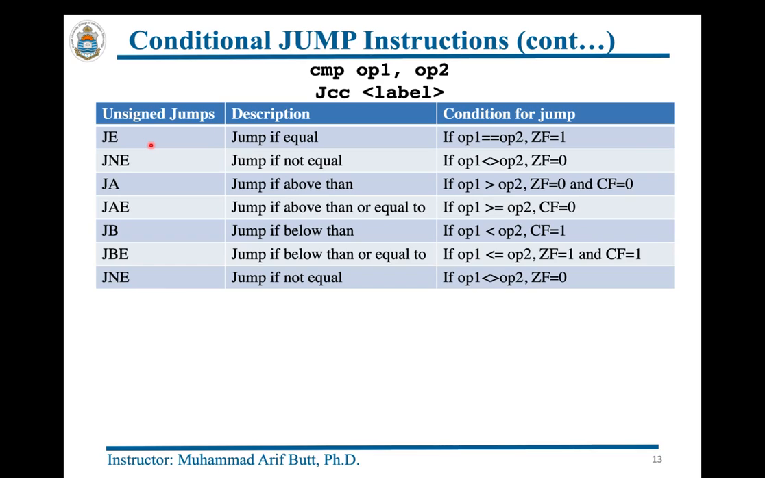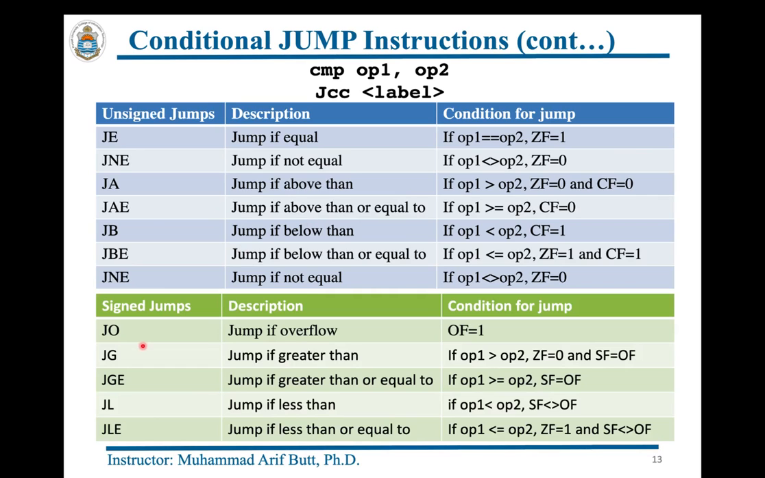So if you want to compare if the two operands are equal, use JE, jump if equal, which says jump just in case OP1 and OP2 are equal, and internally it will check the zero flag for that. Please understand all these instructions before you use them inside your programs.